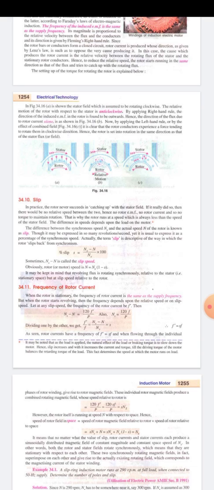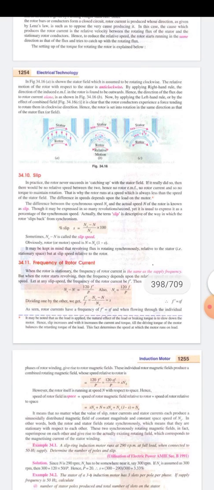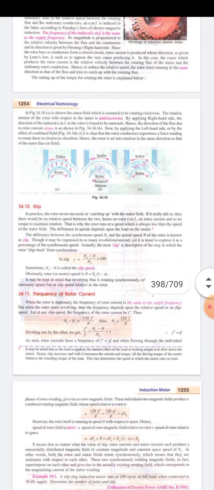In this case, the cause which produces the rotor current is the relative velocity between the rotating flux of the stator and the stationary rotor conductors. Hence, to reduce the relative speed, the rotor starts running in the same direction as that of the flux and tries to catch up with the rotating flux, and the setting up of the torque for rotating the rotor is explained.